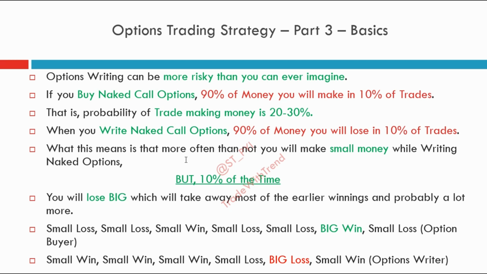You may write 70 to 80% of the time and make some small money, but 10% of the time you will lose so big that it is going to take away most of your early winnings and probably a lot more. And at this stage, I do feel some of you would be thinking that this is not true. Let me just explain this mathematically to you.